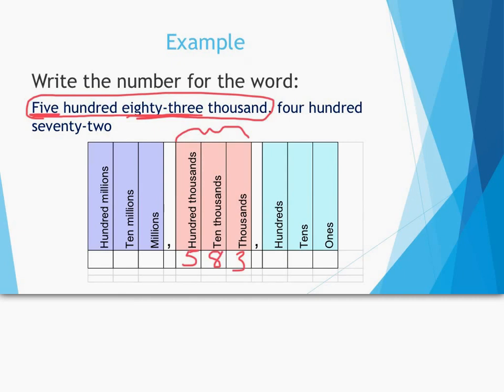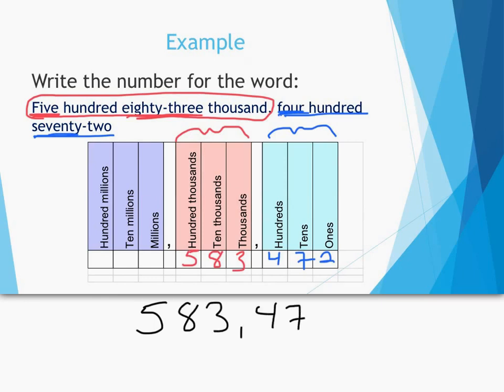Then I have 472, which will go in my hundreds area. Again, I have 4 hundreds, 70, so that's 7 tens, and 2 ones. So 583,472 is written in numbers that look like this. 583,472.